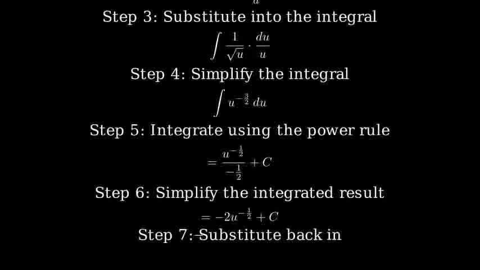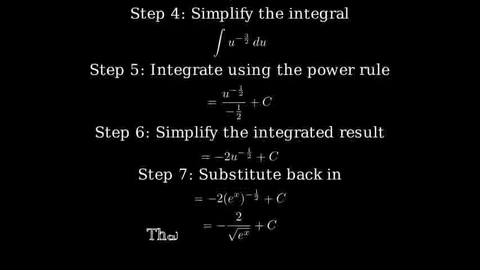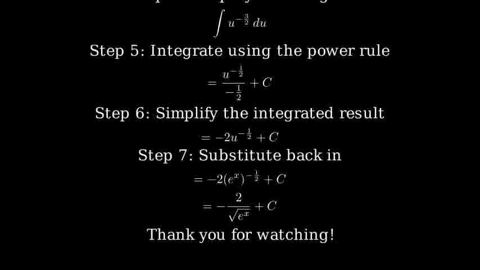And that's how you evaluate the integral using the substitution method. We found that the integral of 1 over the square root of e to the x dx is equal to negative 2 over the square root of e to the x plus the constant c.